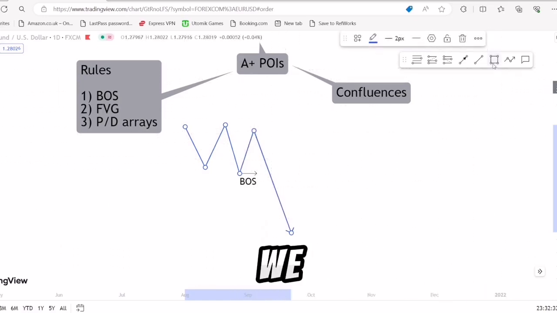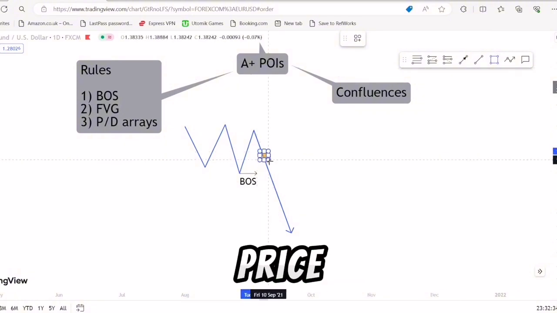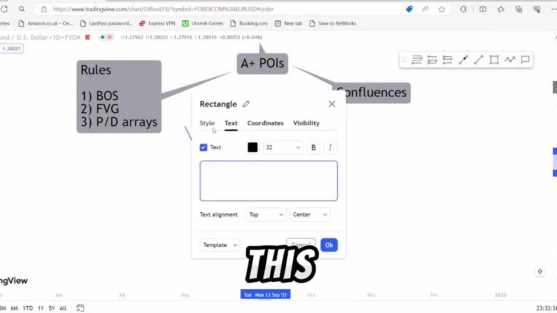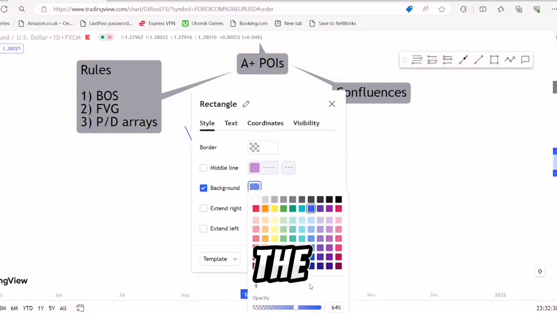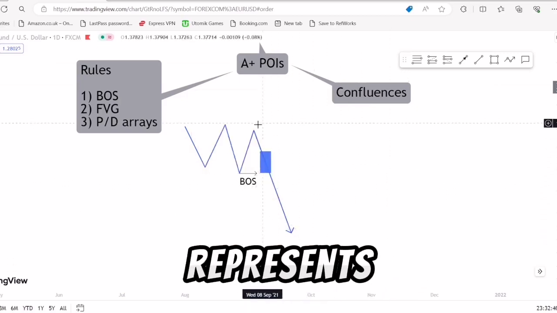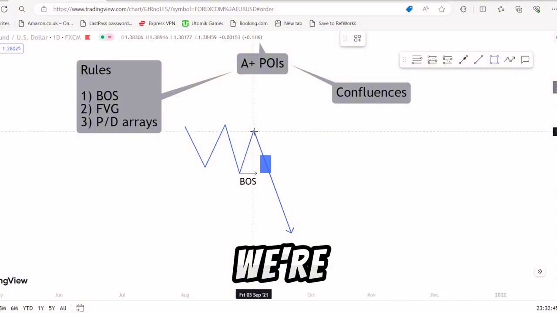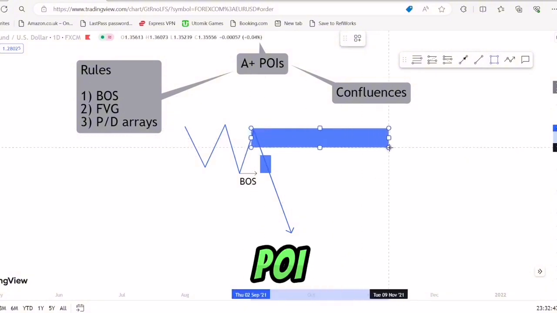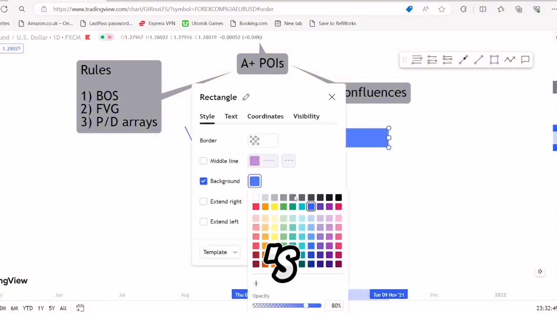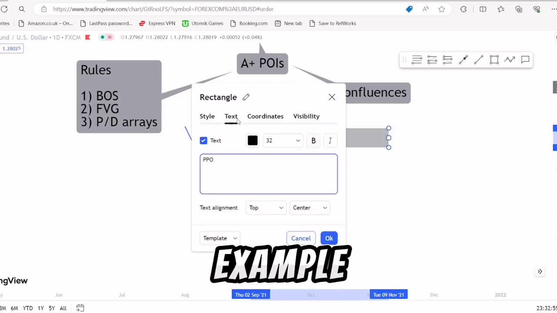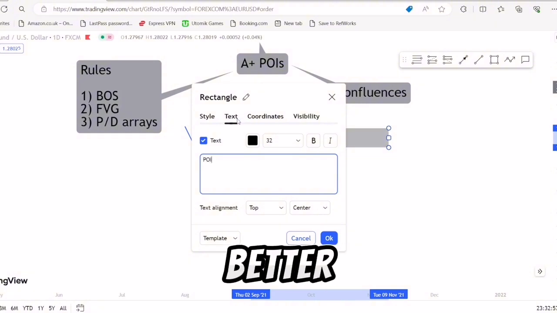Now, the second thing we look for is a fair value gap. We're going to see price leave a fair value gap in and around this region. The blue region represents a fair value gap. And typically just above the fair value gap, we're going to have our POI, just like this. The POIs I always mark out in gray. A POI represents an area where we want to look to sell from in this example, or buy from if we were looking at a bullish example.